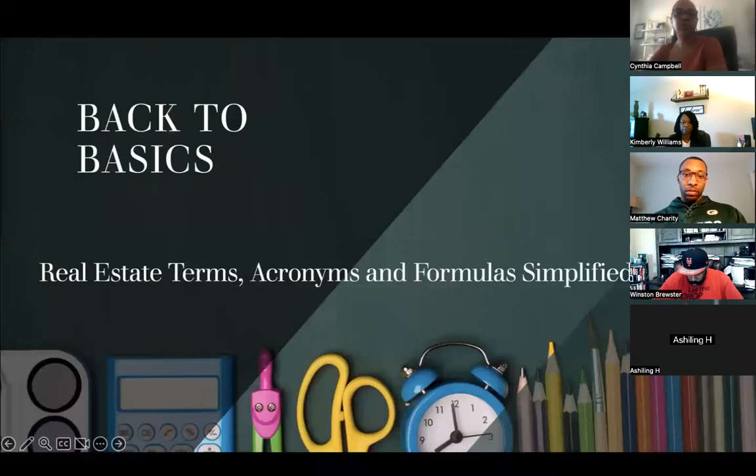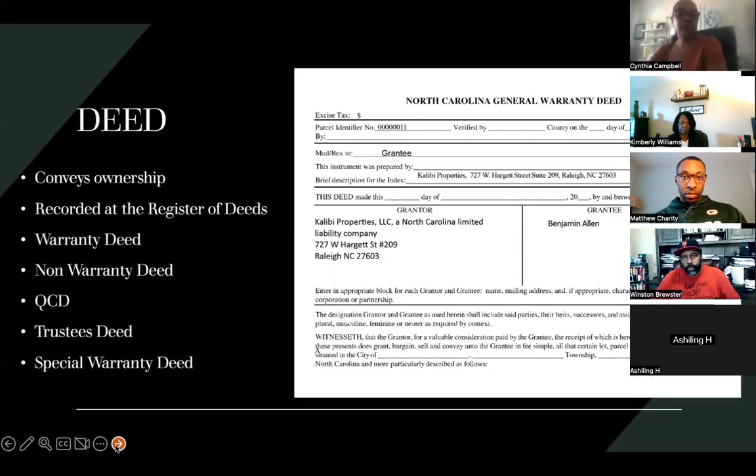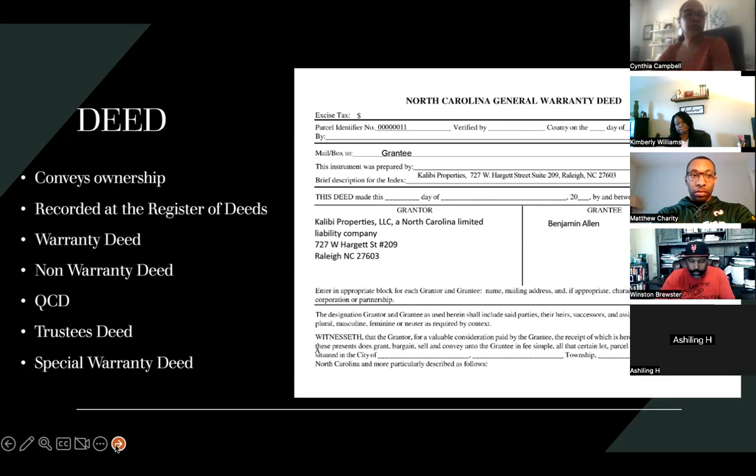Okay, so we're going to go over these terms, acronyms, and formulas. And we're just going to start with some real basic ones. Deed. What is a deed? There's an example of a deed right there. In North Carolina, you generally have several types of deed: warranty, non-warranty, quitclaim, trustees, and special warranty deed. Doesn't really matter the distinction between all of those. That's mostly a matter for your attorney.